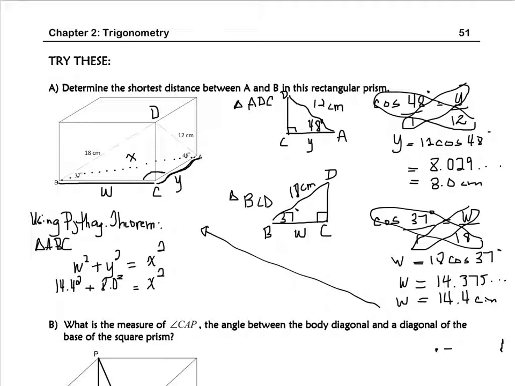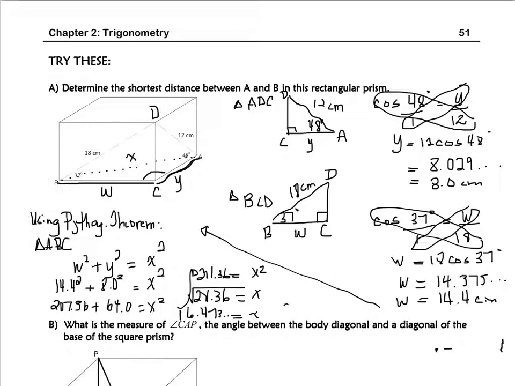So if we work those out, we've got 207.36 plus 64, and that's going to give us x squared equals 271.36, and so x would be the square root of 271.36, which would mean that x would be approximately 16.473, so on. So x is approximately 16.5 centimeters.